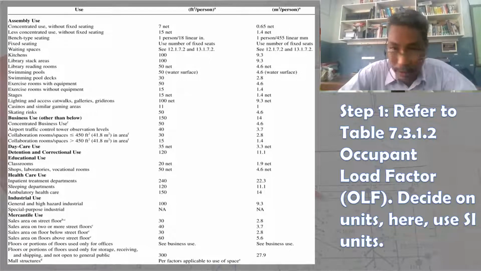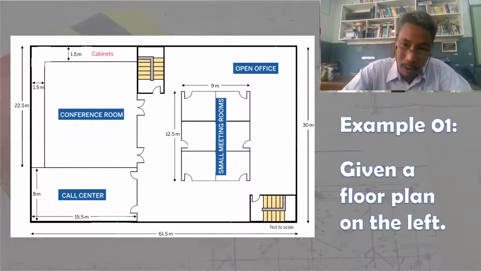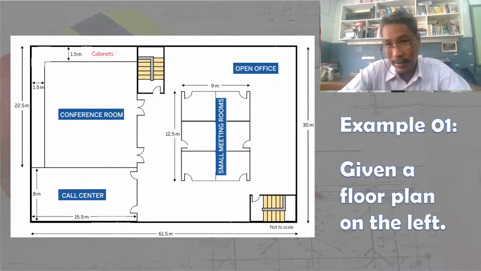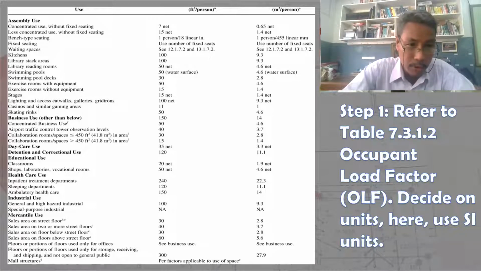It is not assembly use, it is not daycare, it's not detention, it's not educational, it's not healthcare, it's not industrial. So we are left with two different classifications: business use and mercantile use. However, in this particular code, mercantile is a type of business which displays the product. Okay, there is a display, and this is the place where the actual selling of goods happens. While on the given small meeting rooms, it is just meeting place for employees. There is no actual selling of goods that will happen in that area. So therefore, we will reject the mercantile use and proceed with business use.